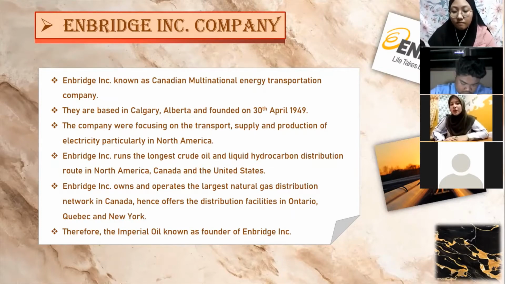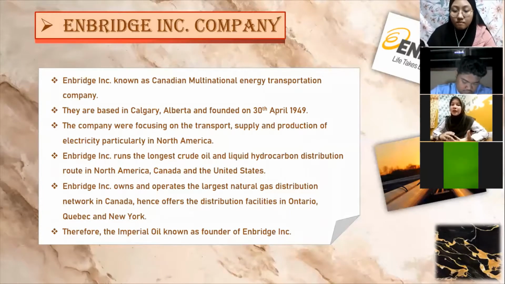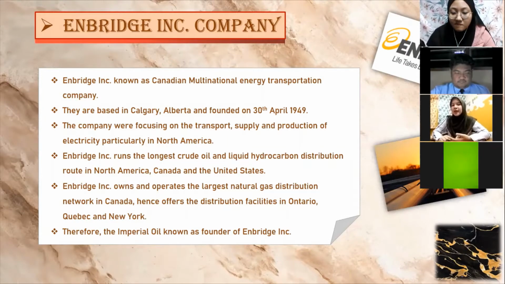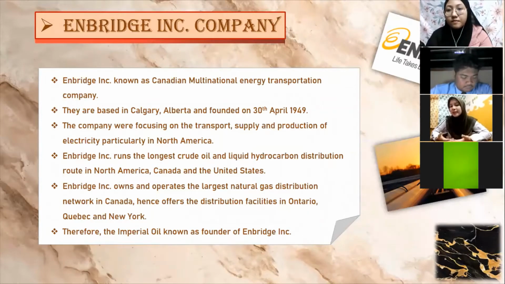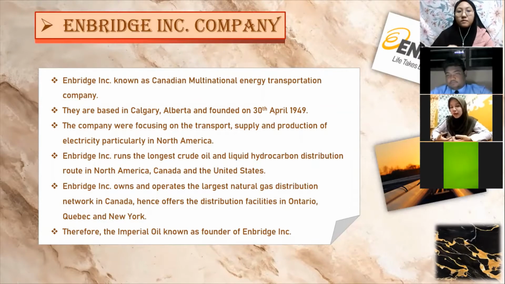Okay, so they operate across North America, and they focus on the transport, supply, and production of electricity. After that, Enbridge Inc. runs the longest crude oil and liquid hydrocarbon distribution route in 3 countries, which are North America, Canada, and also the United States. Besides that, Enbridge Inc. owns and operates the largest natural gas distribution network in Canada, and offers distribution facilities in Ontario, Quebec, and New York.